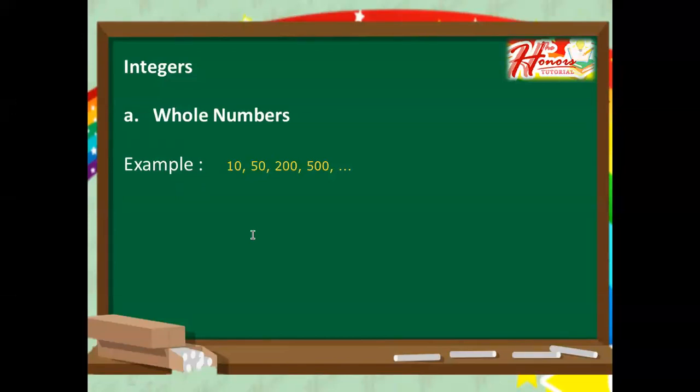We cannot write them all at the same time here, so therefore, we are to use an ellipsis. Again, whole numbers are the numbers that are considered to be positive integers. So when we are referring to whole numbers or positive integers, the sign should be positive.